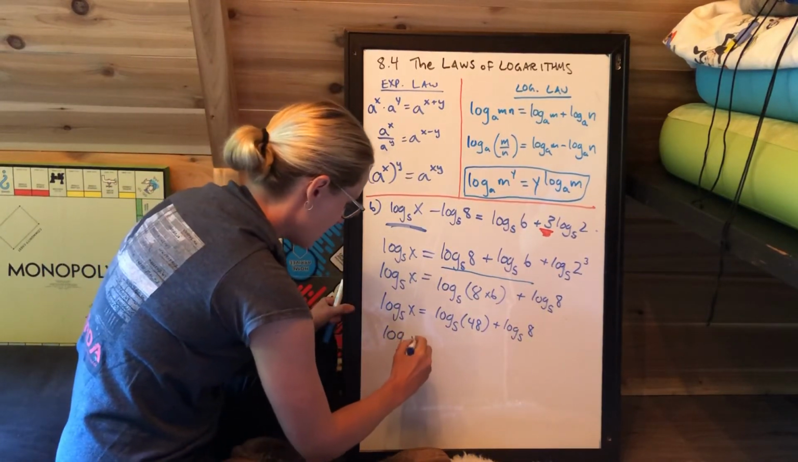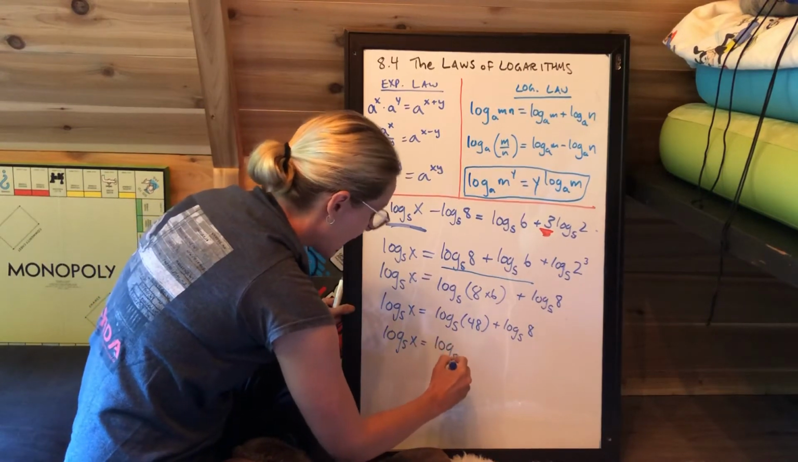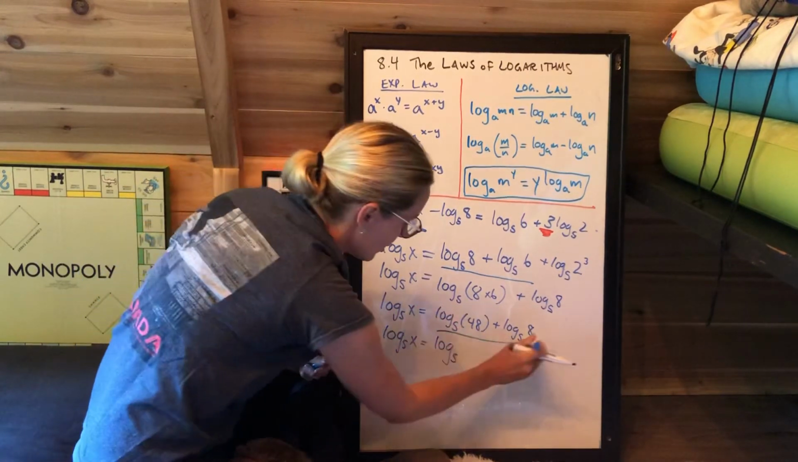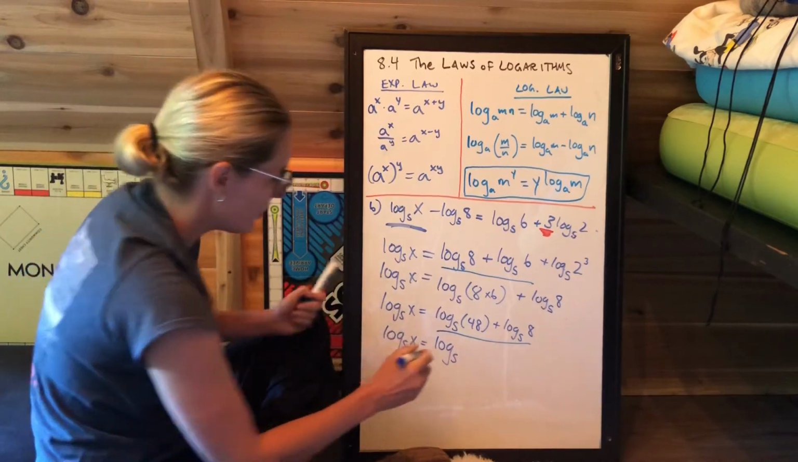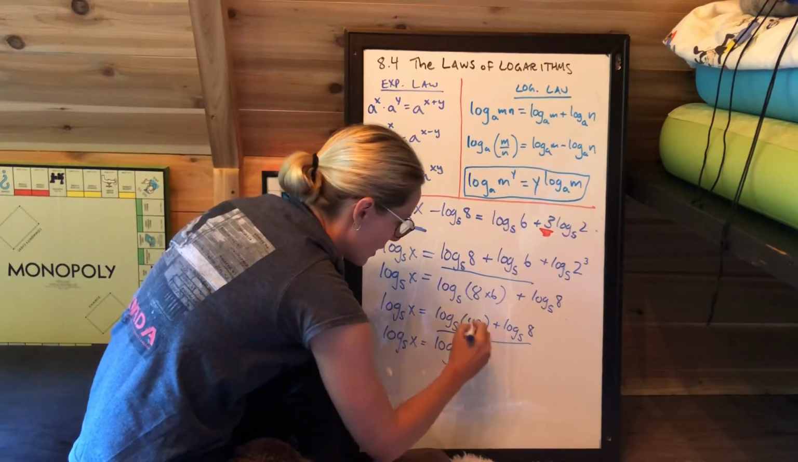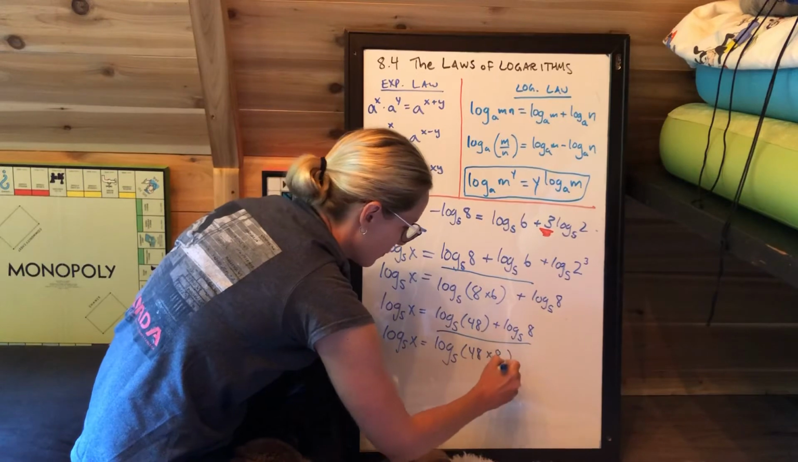And then the very last step is just to say, well, I again have an addition. Both of them base 5. What do I do with the m and the n value? I multiply them.